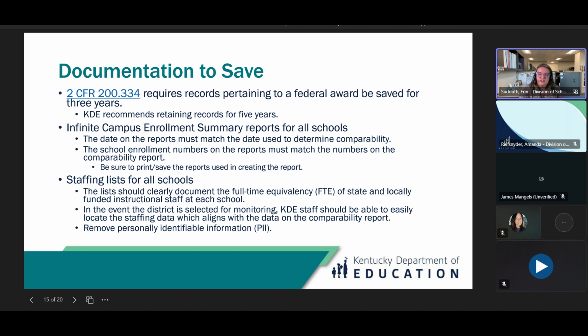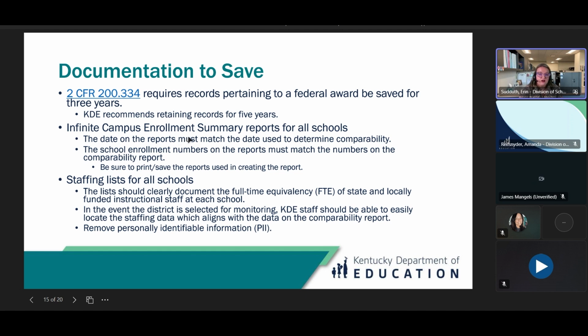In the event that your district is selected for monitoring, you will be required to provide KDE with the following documentation to support the information that was submitted in your comparability report. So up first is the Infinite Campus Enrollment Summary Reports for all of your schools. And a couple of notes about these reports. We do need the ones from Infinite Campus. Sometimes we've had some different reports submitted, but we need these exact ones from Infinite Campus.